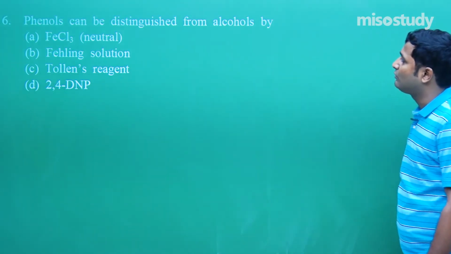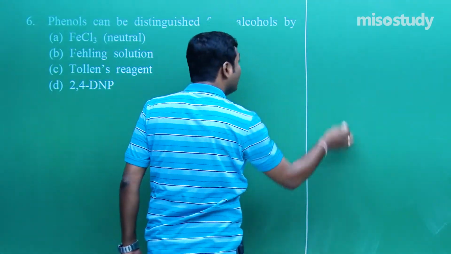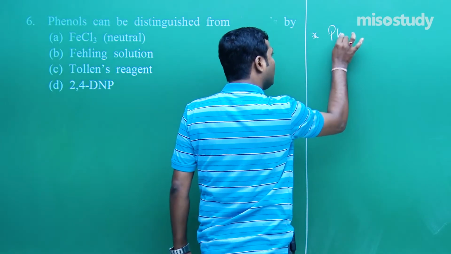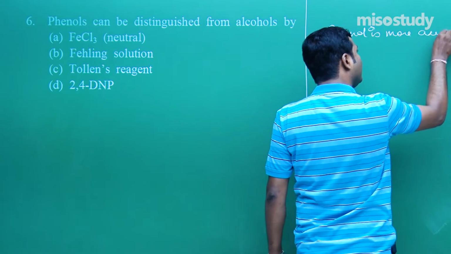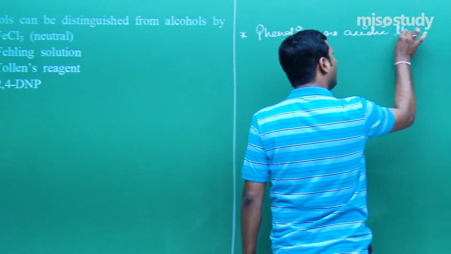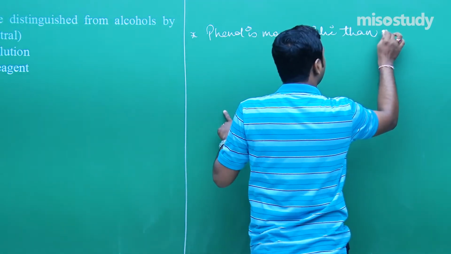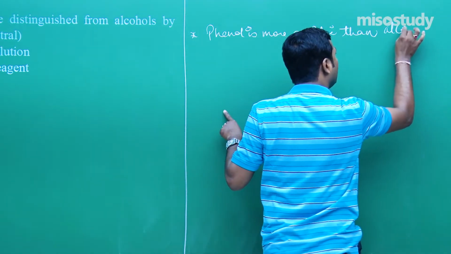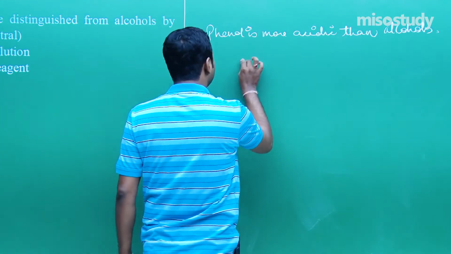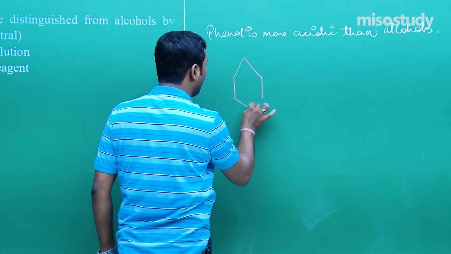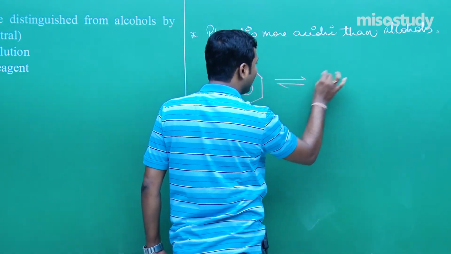Phenol can be distinguished from alcohol. As we know, this is the simple form, the litmus test. As we know, phenol is more acidic than alcohol. The factor is the resonating structure and the tendency to form phenoxide ion. More acidic than alcohols. Yes, sir. As we know, phenol is more acidic than alcohol, so it easily forms phenoxide ion.